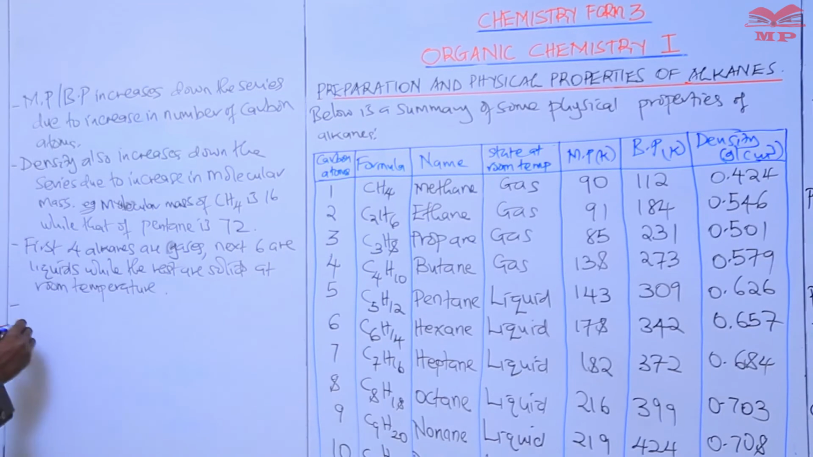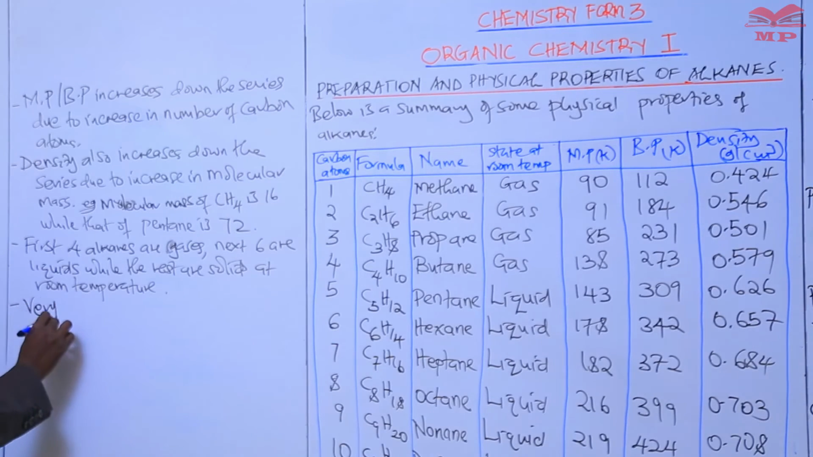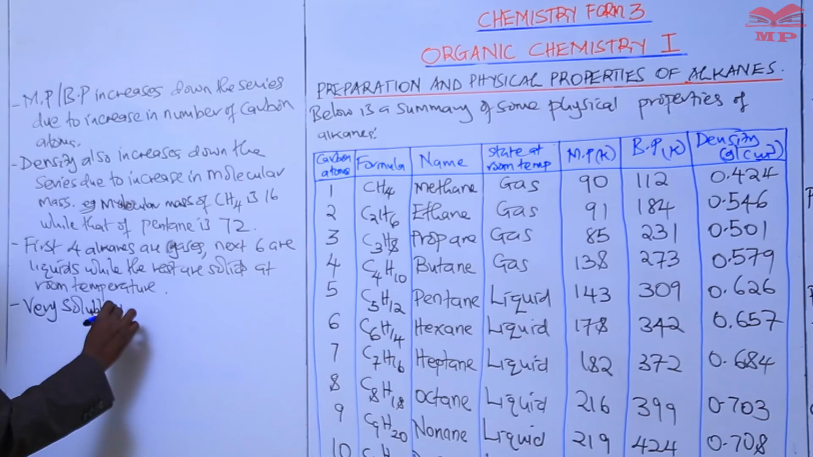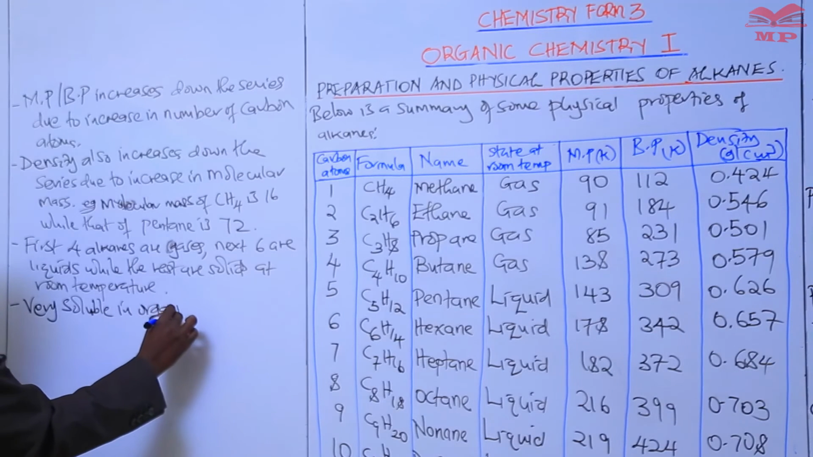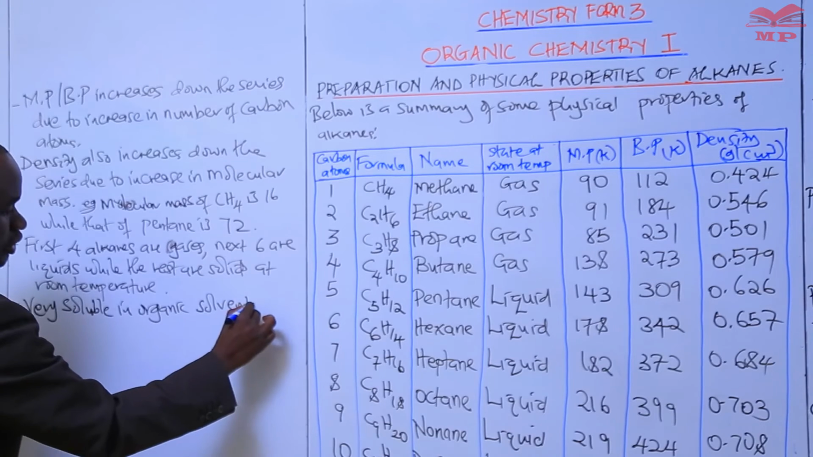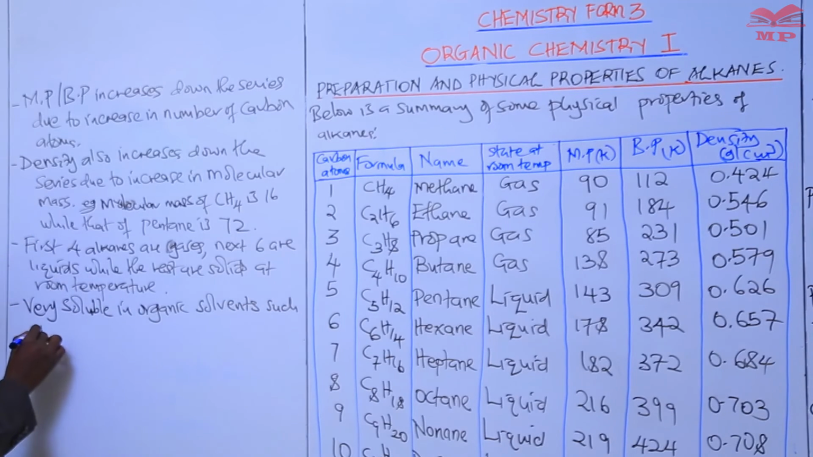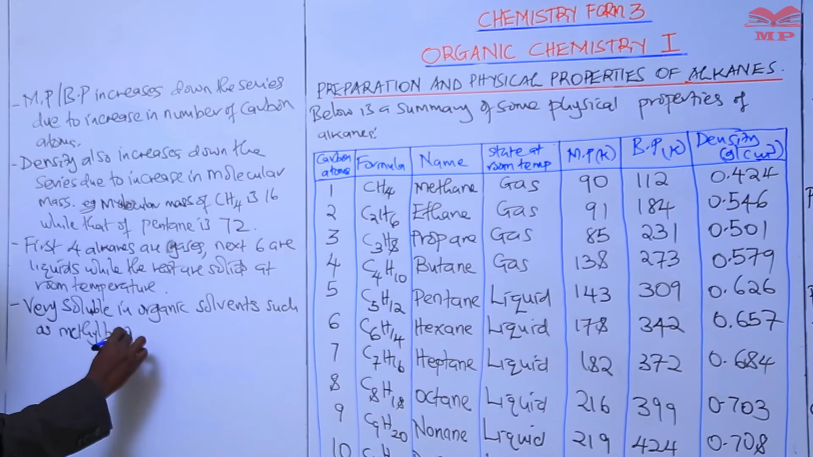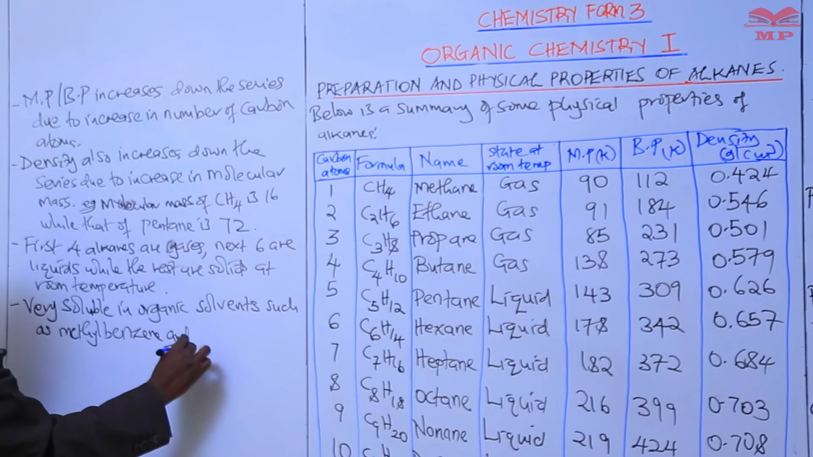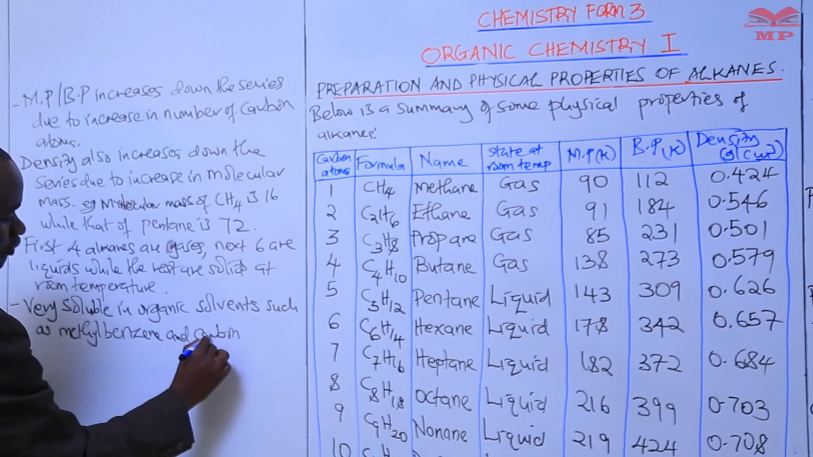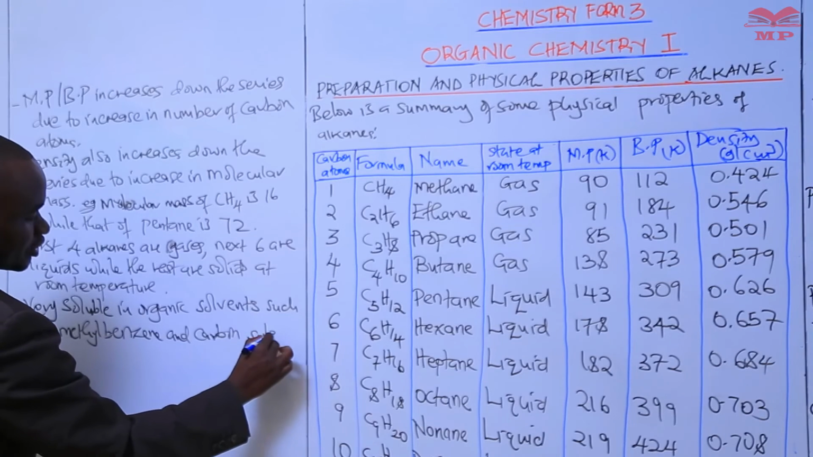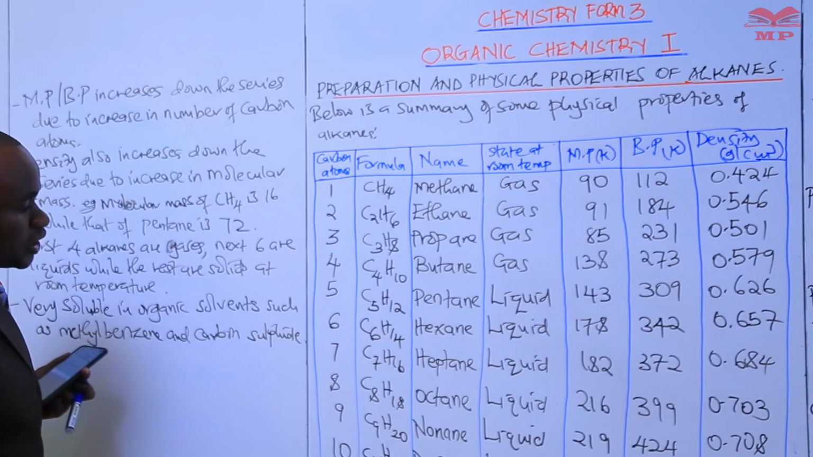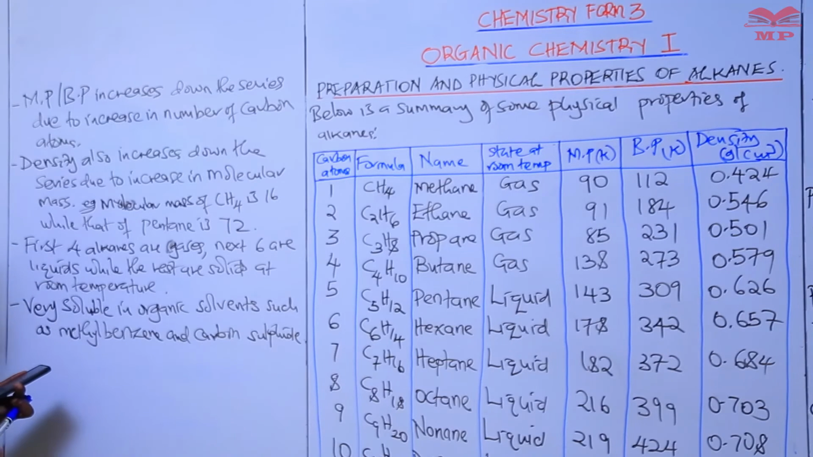So that's another physical property: very soluble in organic solvents, such as methylbenzene. This is an example of an organic solvent, and carbon sulfide. So in terms of solubility, we are saying that alkanes are very soluble in organic solvents.